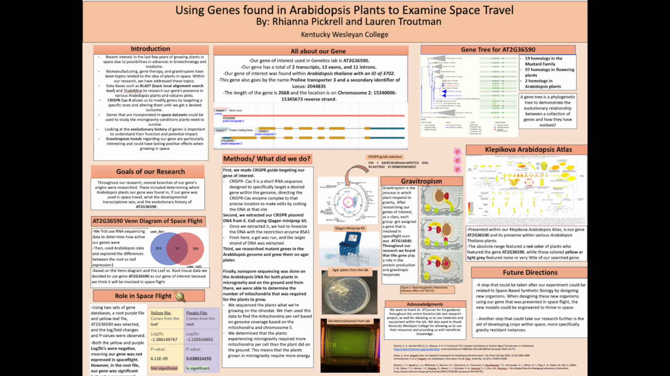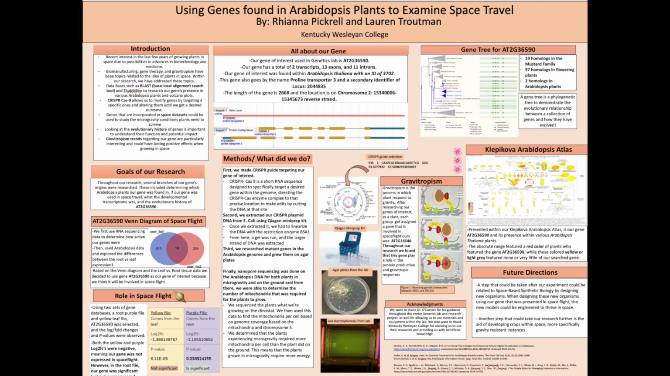So, over our Venn diagram of spaceflight, within our study, we began by using RNA sequencing data to assess the activity levels of our target genes. This enabled us to identify which genes were most expressed under specific conditions. We then focused on Arabidopsis data using databases and examining the differential expression of genes between the root and leaf tissues. By analyzing the Venn diagram and comparing the expression profiles between these two tissues, we identified our gene as a gene of interest, AT2G36590. Based on our analysis, we hypothesized that this gene could play a crucial role in spaceflight, potentially contributing to plant growth and adaptation under microgravity conditions.